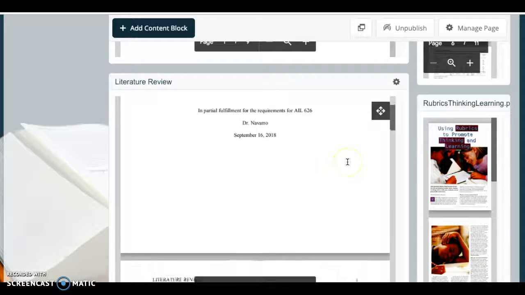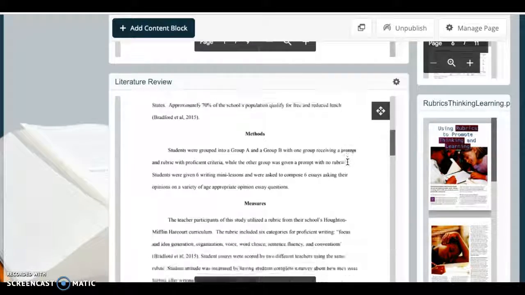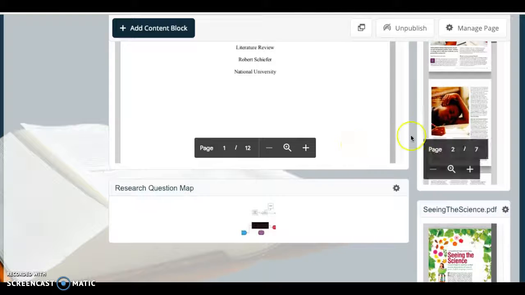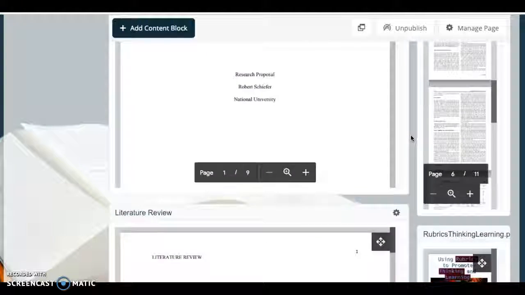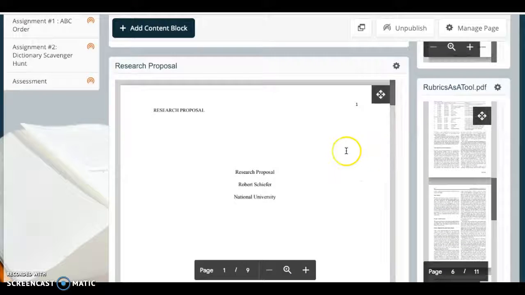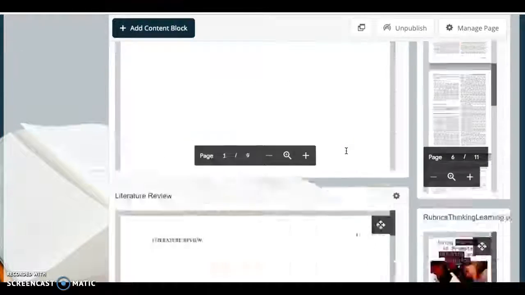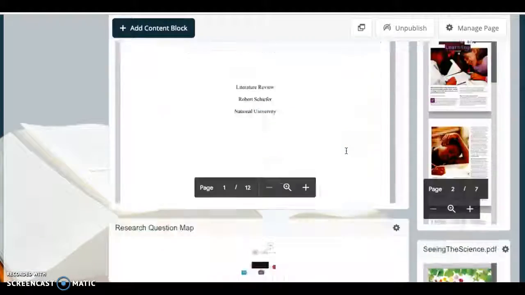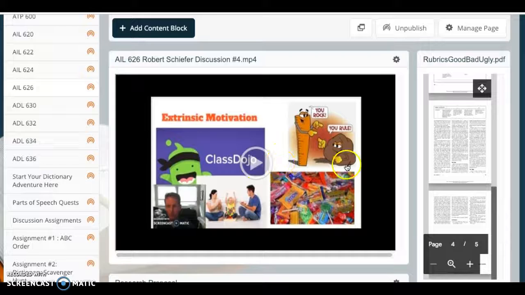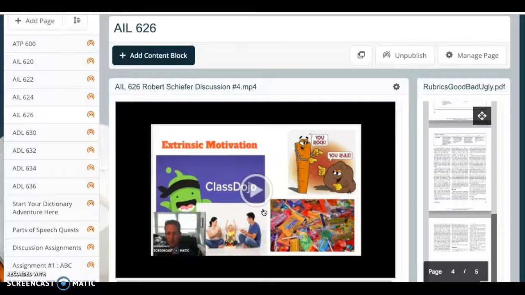The literature review of these articles is here. And after writing the literature review, we took the information that we learned in order to write a research proposal. And that can be found here as well. If you click right here, I also have some videos detailing some topics that we had learned so far in the master's program from National University.